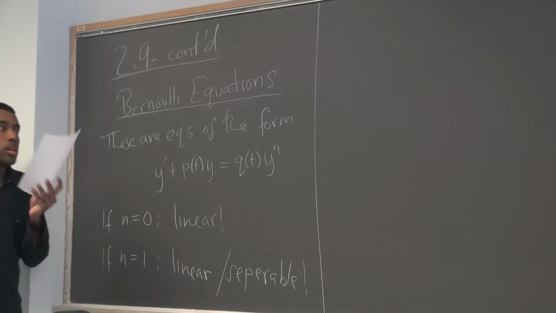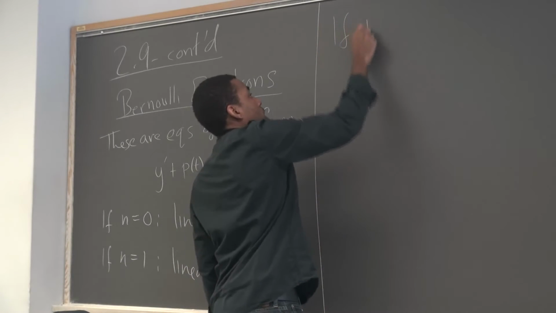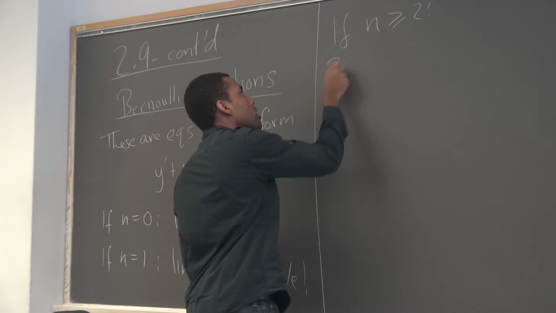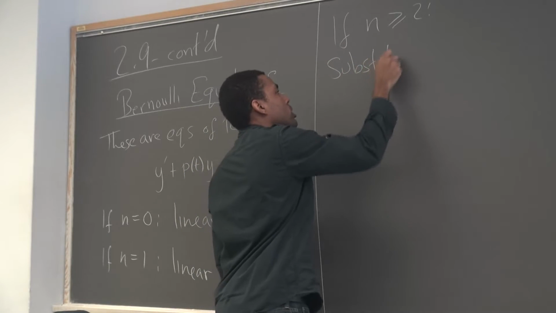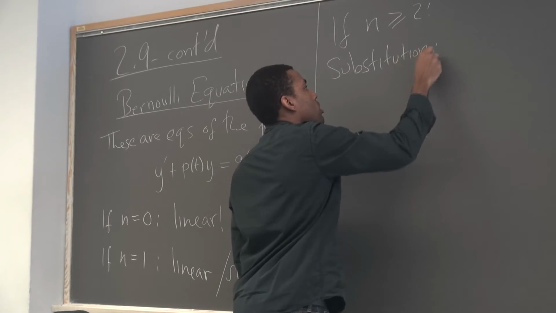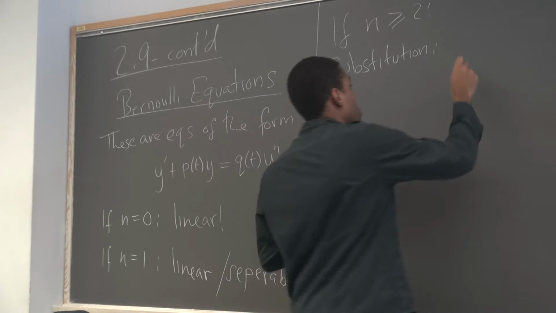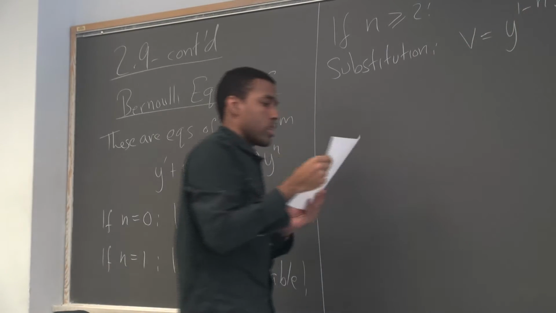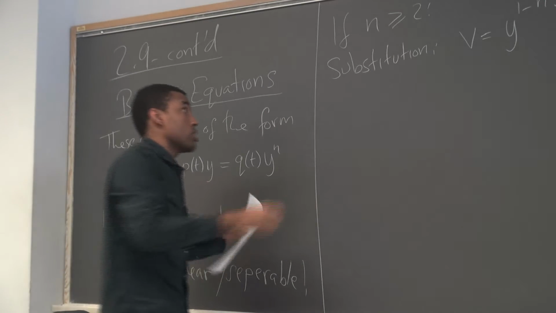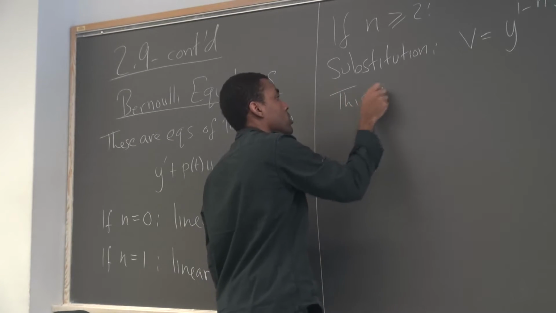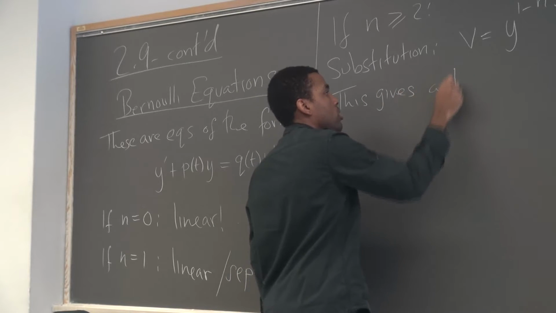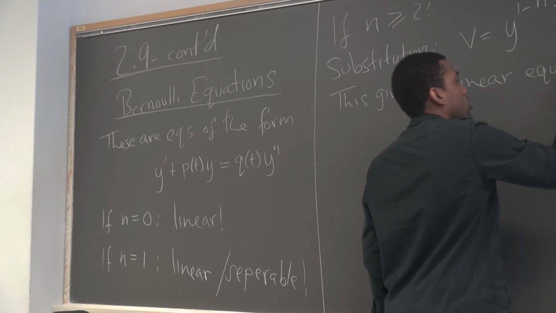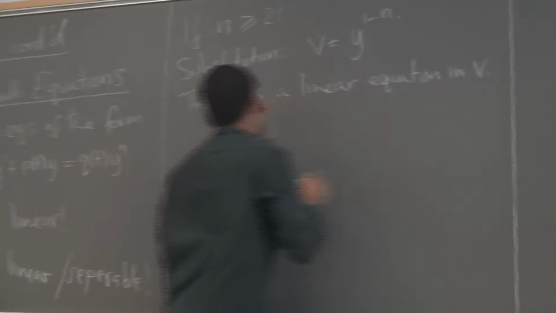But if n is greater than 1, then the trick to do this is to do a substitution of v equals y to the 1 minus n. Right? This gives... So, an example.